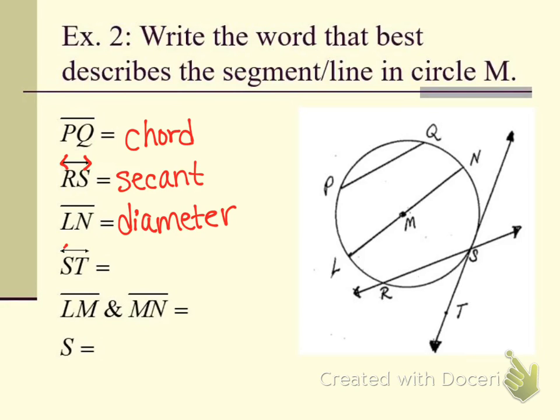Next one, ST, again, has those arrows above it, so it's a line ST. Line ST would be tangent. It's only touching the circle at 1 point on the outside of it.